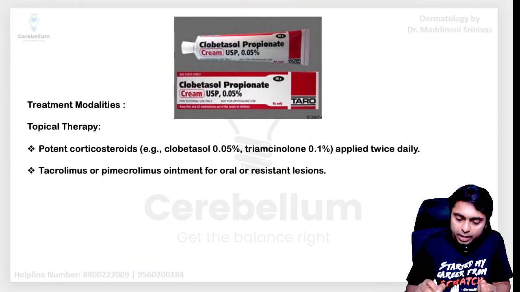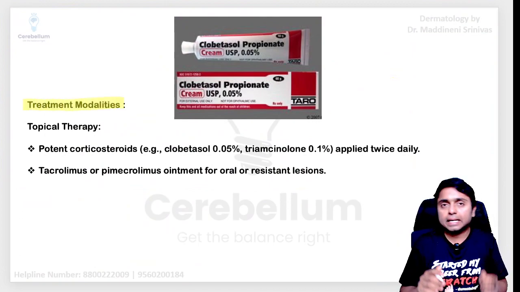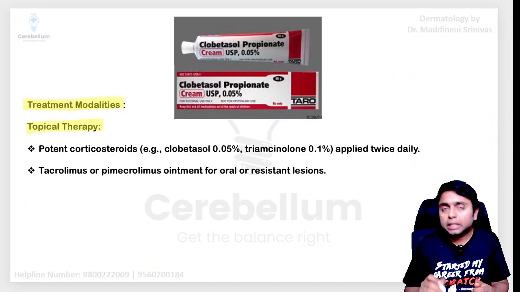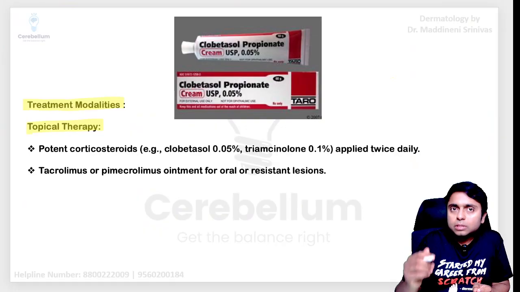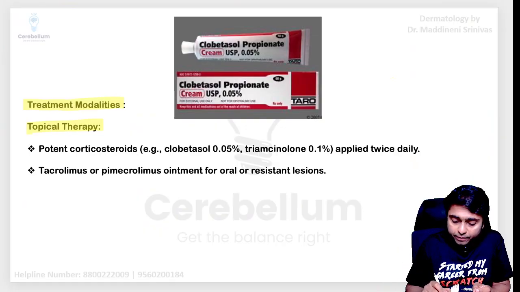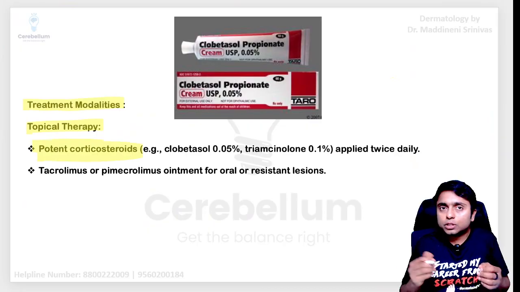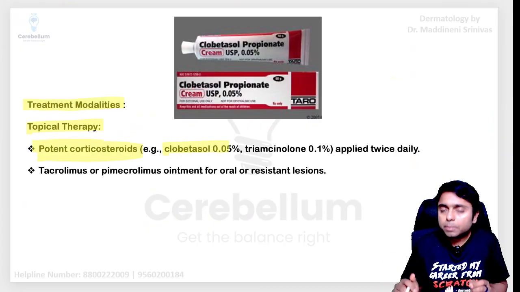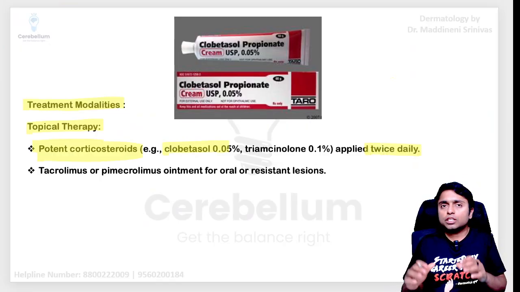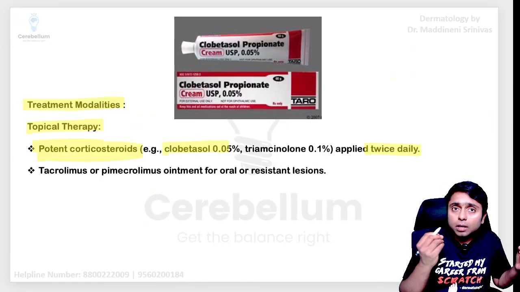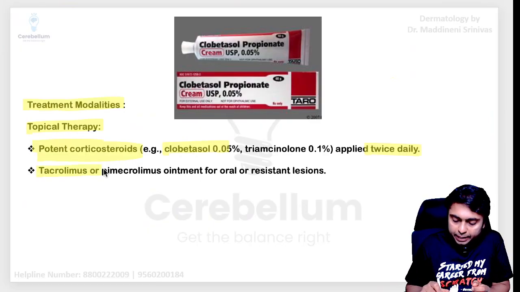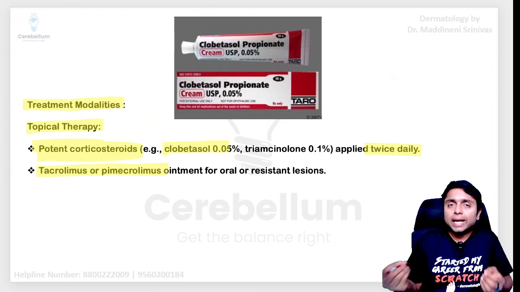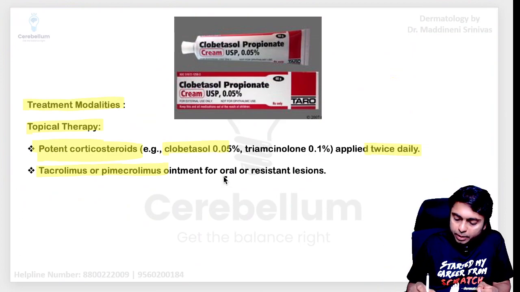Okay, coming to the treatment modalities. Topical therapy, we have systemic therapy and also phototherapy is available. In the topical therapy, remember, very important, most of the patients are going to respond very well to potent corticosteroids, that is topical clobetasol. You need not remember the percentages, just remember clobetasol twice daily application is very helpful for lichen planus in the topical treatment, and tacrolimus and pimecrolimus are other treatment modalities which are used if the lichen planus is resistant to the other treatment modalities.